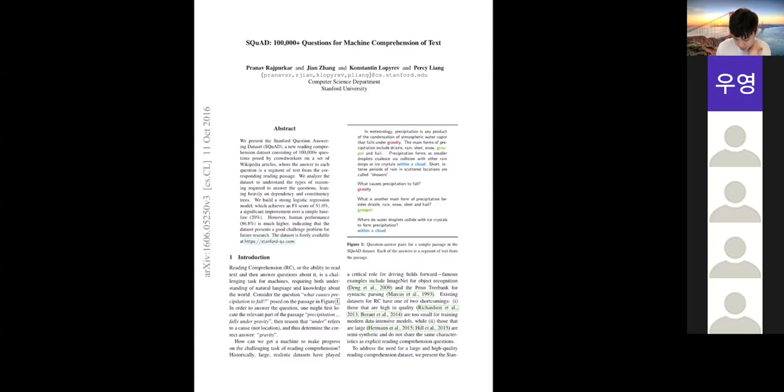We present the Stanford Question Answering Dataset, a new reading comprehension dataset consisting of 100,000 questions posed by crowd workers on a set of Wikipedia articles, where the answer to each question is a segment of text from the corresponding reading passage. It's a proposal, right? And we analyze the dataset to understand the types of reasoning required to answer the question, leaning heavily on dependency and constituency trees. So this is also kind of a proposal of what they're doing in the paper.